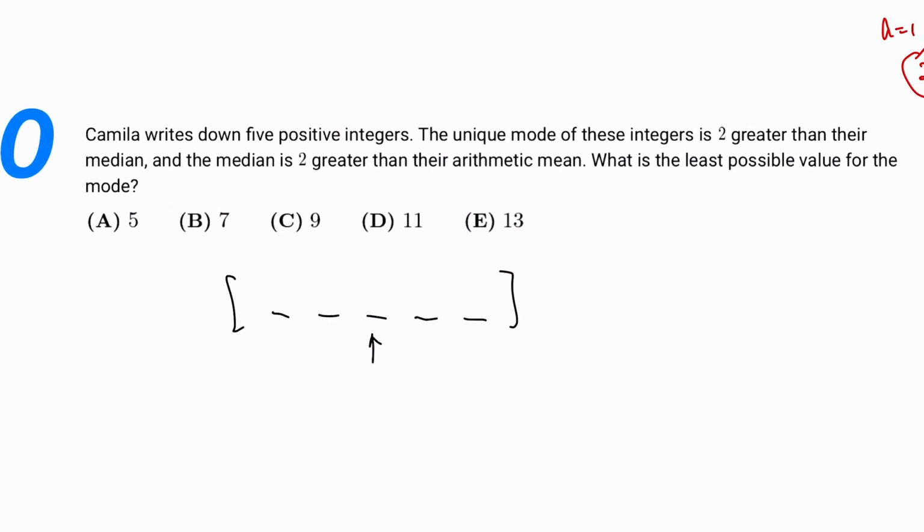Okay, I have to have a unique mode, so I have to have at least 2 numbers greater than the median, so these 2 have to be the same, and be the mode. So if the median is x, then these 2 have to be x plus 2. Okay, next. And the median is 2 greater than the arithmetic mean. So the arithmetic mean is equal to x minus 2. What is the least possible value of the mode? We want to find the least possible value of that.